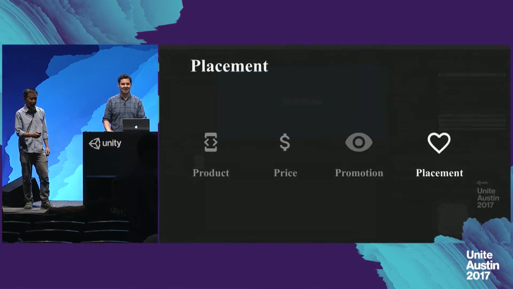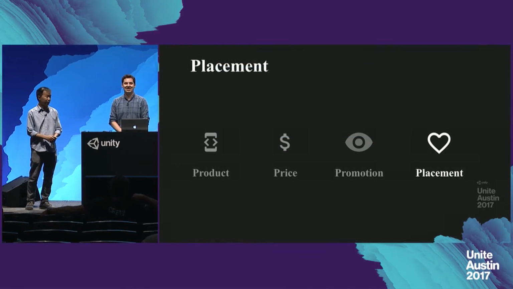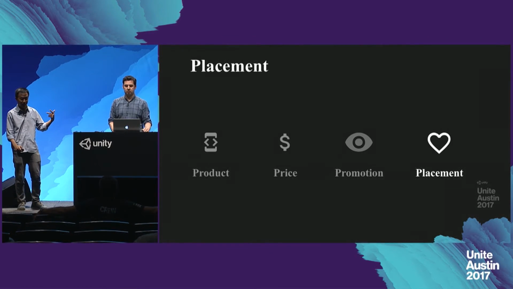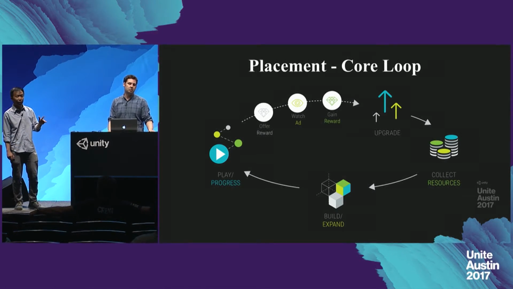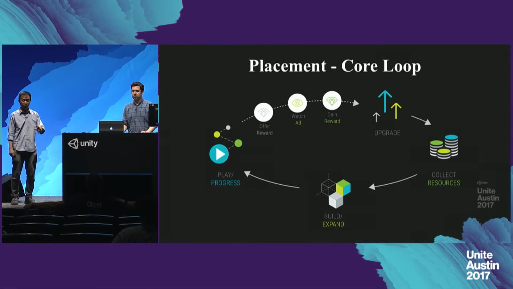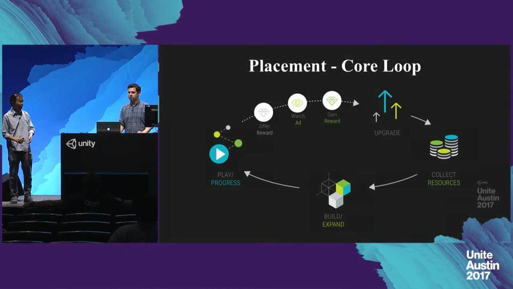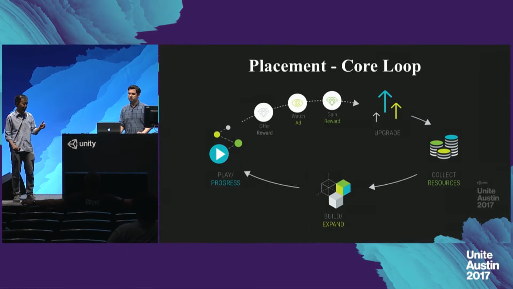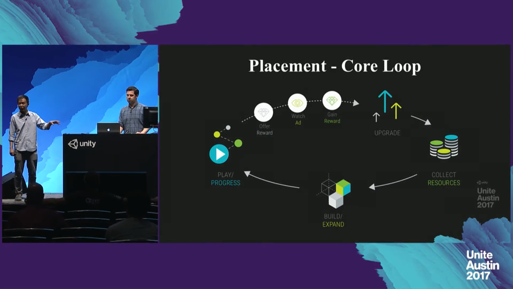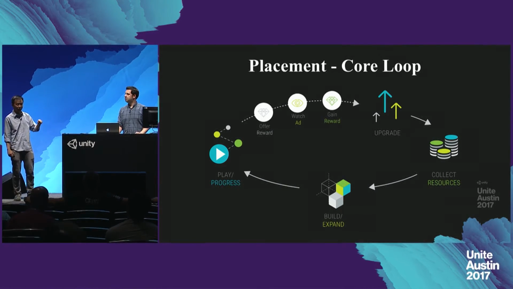Thanks, Steven. The last of the 4Ps is placement. I know we're short on time, so I'm going to walk through very quickly here. The important thing about placement is to make sure that you don't break your core loop. The core loop is what really makes your game great. If you introduce advertising and it floats independently like an alien object in the ether, it's only going to create a really bad UX.